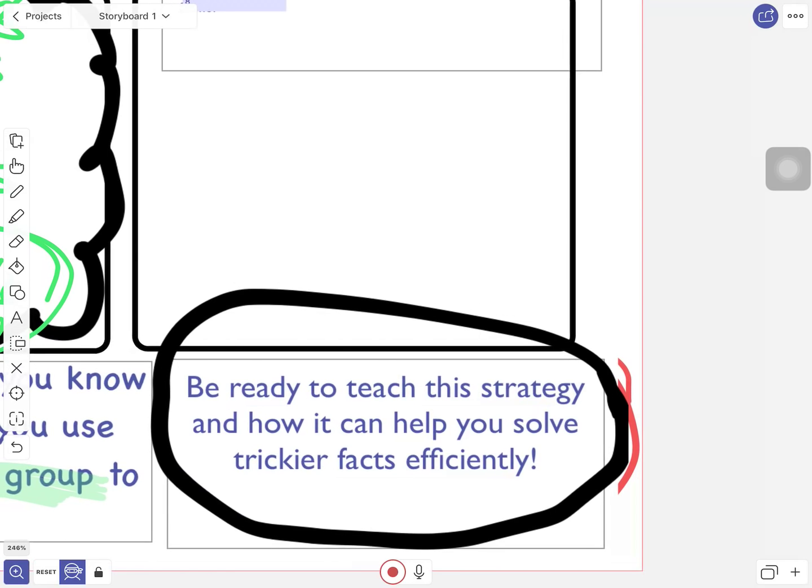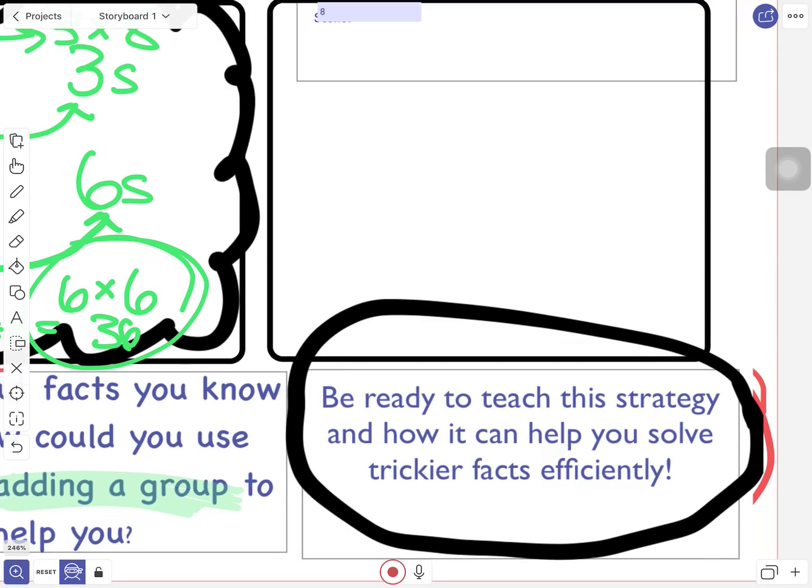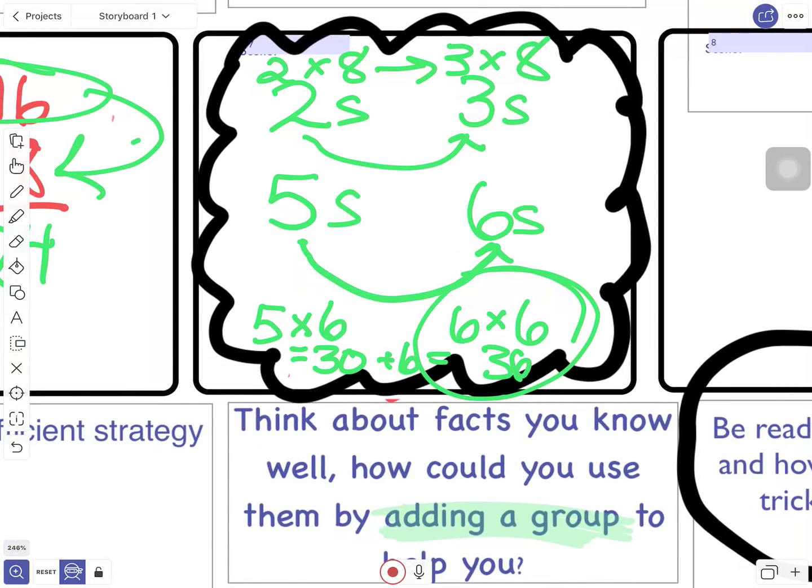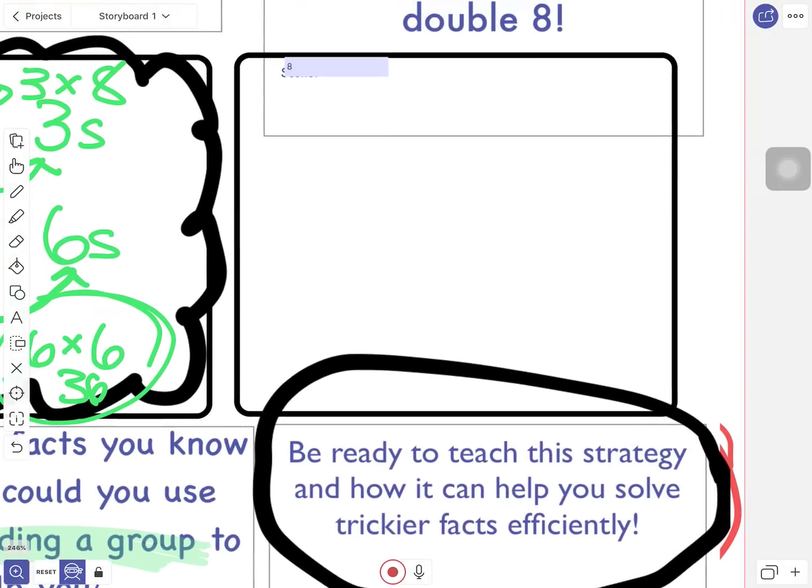So make sure to pause and talk to people around you in your group. How would you use this strategy to solve other facts? Now remember, you can use ones that you know pretty well and then add a group to solve larger facts. How else could you use it?